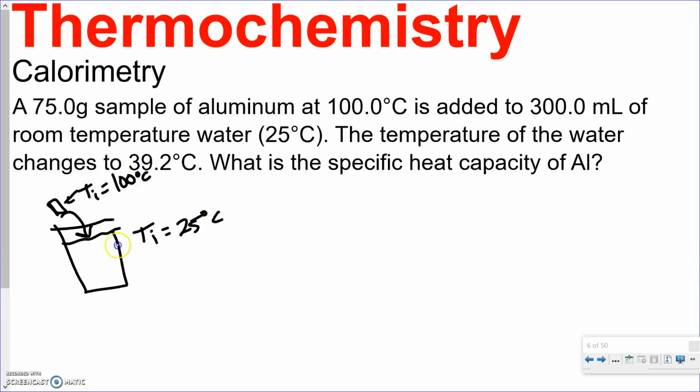Well, energy is transferred. So we have this piece of aluminum down here, and we're told that the water's final temperature is 39.2 degrees Celsius. Okay, so what does that mean? That means the final temperature for the piece of aluminum is also going to be 39.2 degrees Celsius. This is that whole idea, if I take a hot cup of coffee and leave it on the countertop, what's going to happen? It's going to end up being the same temperature as the room around it.